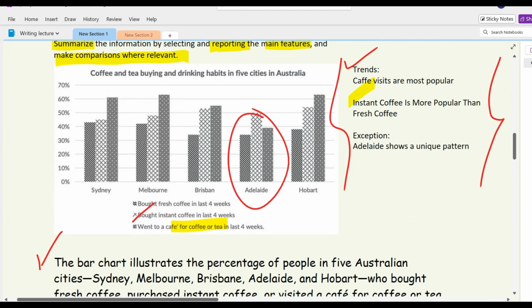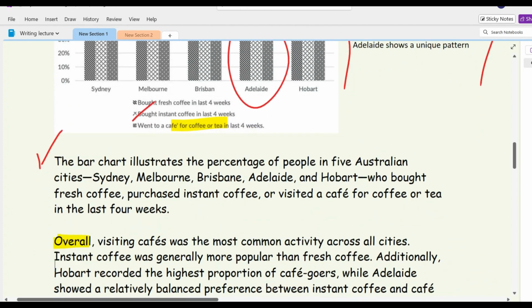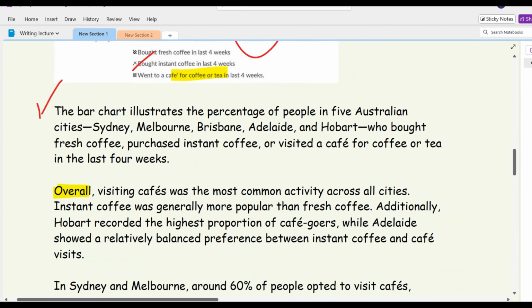For trends, cafe visits are most popular and instant coffee is more popular than fresh coffee. And for the exception part, Adelaide shows a unique pattern. So I will include these ideas here in the overall part. Now let's see the overall part. Visiting cafes was the most common activity across all cities. Instant coffee was generally more popular than fresh coffee. Additionally, Hobart recorded the highest proportion of cafegoers, while Adelaide showed a relatively balanced preference between instant coffee and cafe visits.